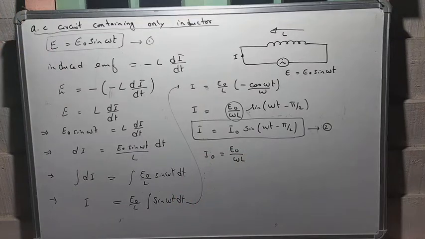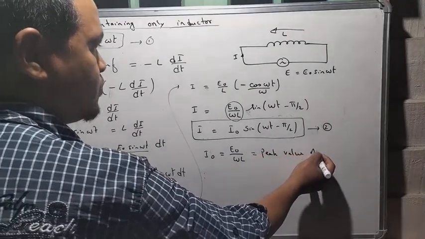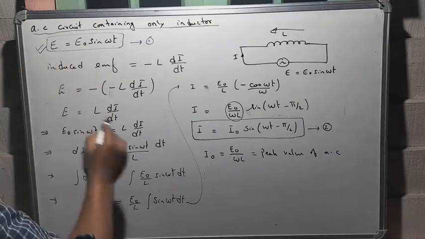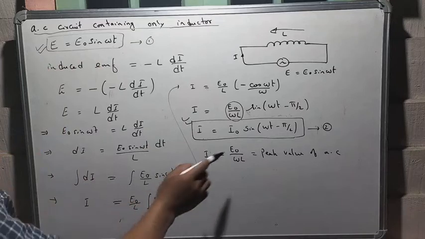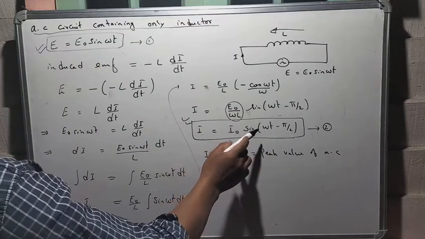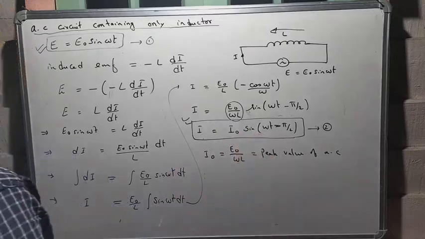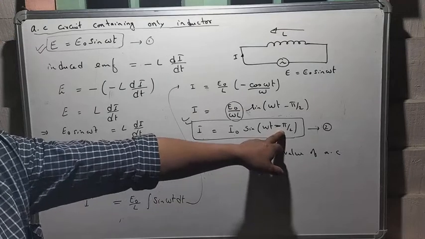This is known as the peak value of alternating current. Looking at these two equations, equation 1 and equation 2, here we have E equal E naught sine omega t, but in equation 2, I equal I naught sine omega t minus pi by 2. Because of this minus sign, the current I is lagging behind the EMF by a phase angle of pi by 2.